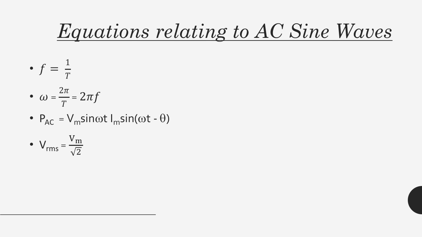The RMS, or the root mean square of voltage, equals Vm over square root 2, and the peak-to-peak voltage is equal to the magnitude of the positive peak voltage plus the magnitude of the negative peak voltage.